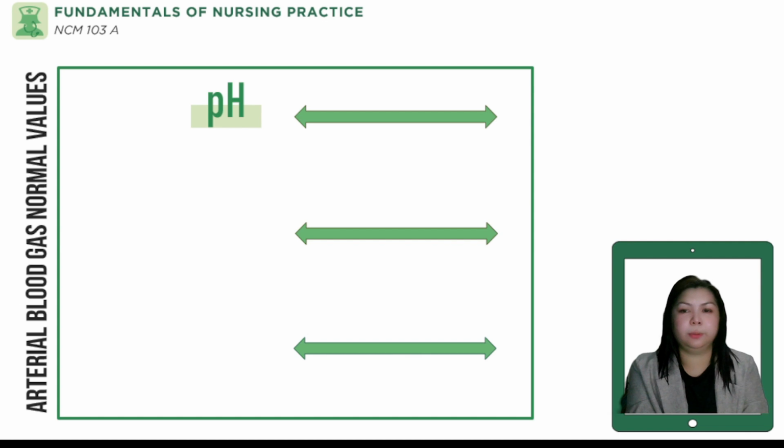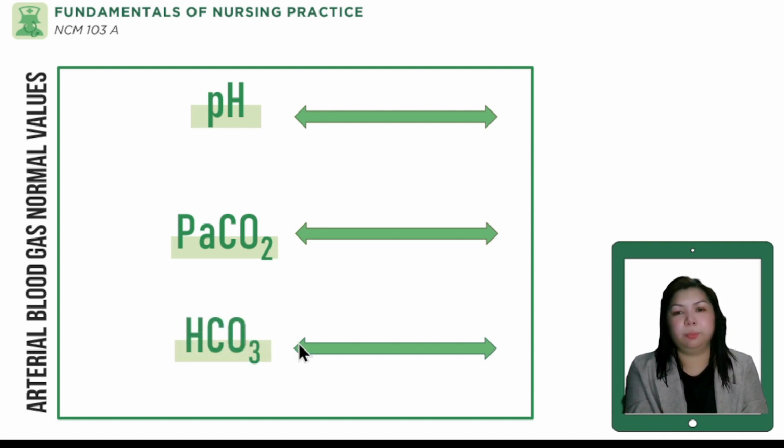Next, it is followed by your partial pressure of carbon dioxide. Your carbon dioxide here has number 2. So don't forget and always remember, your partial carbon dioxide is the next value that you have to consider. And of course, you have your bicarbonate. Bicarbonate has number 3 here. So bicarbonate is the last value that you have to consider when you want to interpret your ABGs.